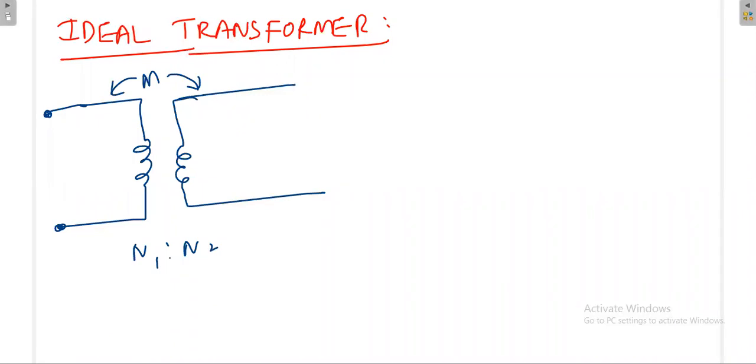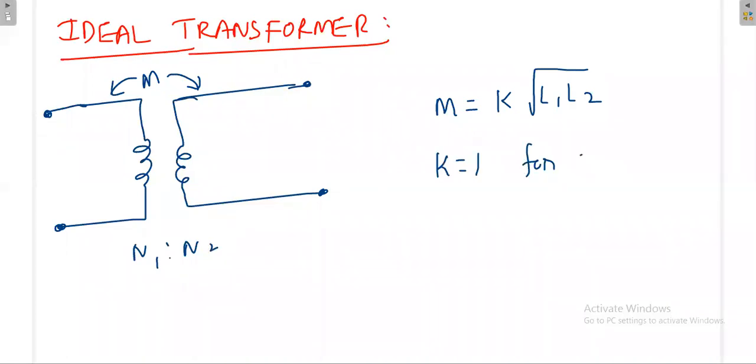Again, we have derived one equation, the mutual inductance M is equal to K square root of L1 L2. But if it is an ideal transformer, the K value is 1. Already we have seen K is equal to 1 for an ideal transformer. Then what is its implication? What do you mean by the ideal transformer?